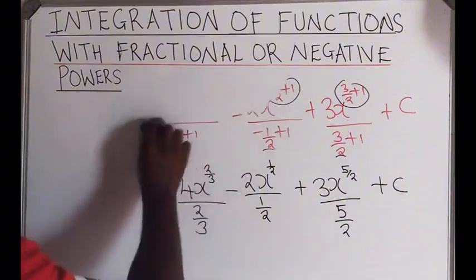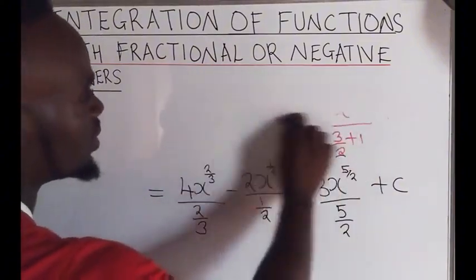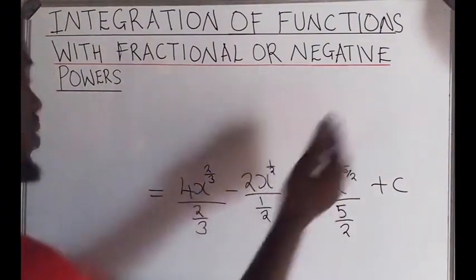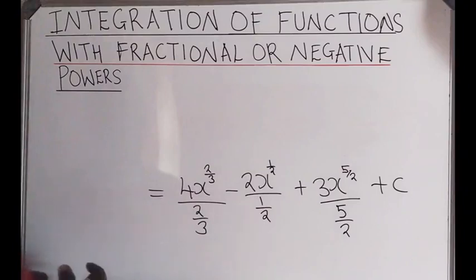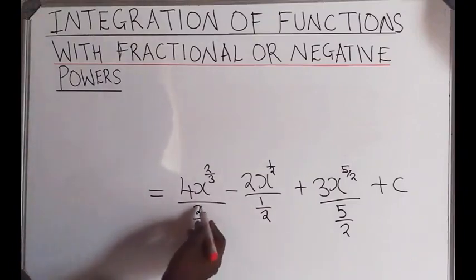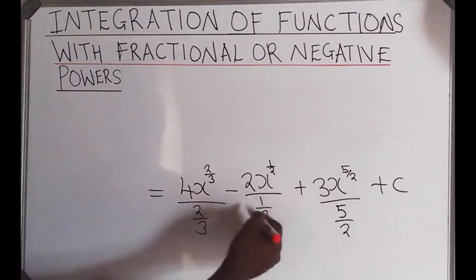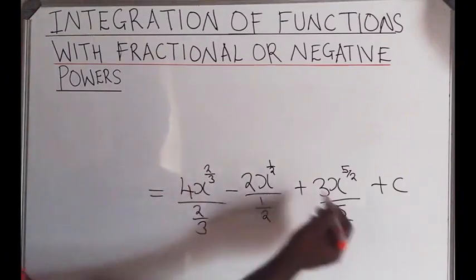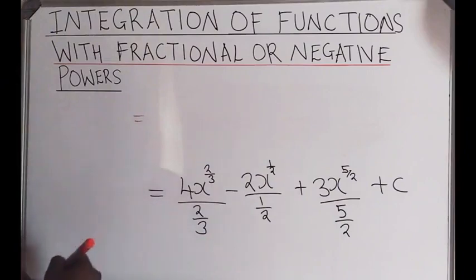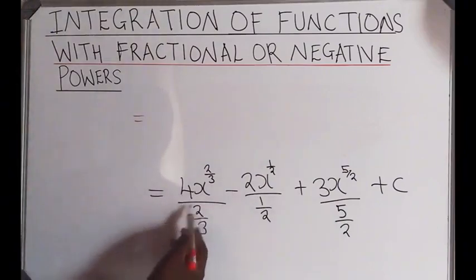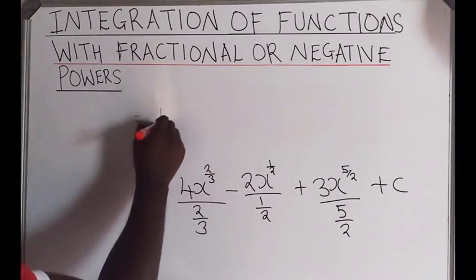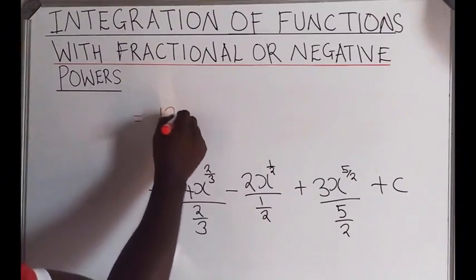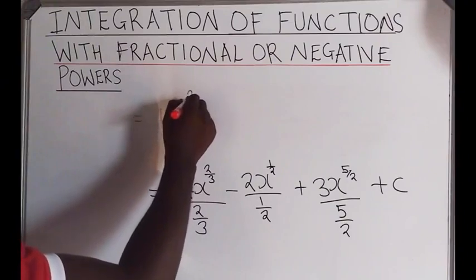Okay, so allow me to just create space here. Okay, so from here, it's very easy now. All right, it's just a matter of getting rid of these fractions. So the way you can get rid of these fractions is, we are going to say the reciprocal of this 2 over 3 will be multiplied by 3 over 2. Okay, so this 4 will change. It will be 12x to the power 2 over 3.